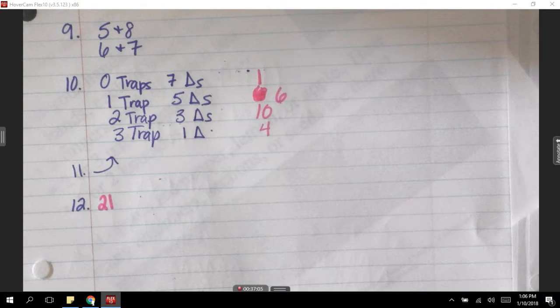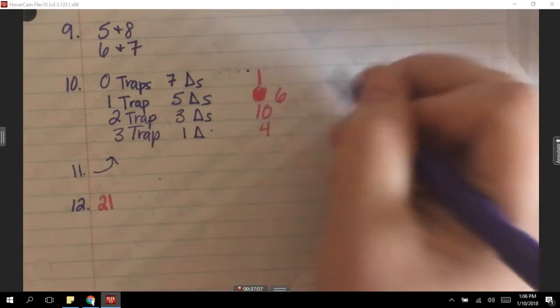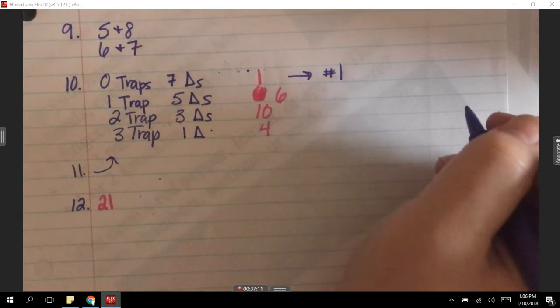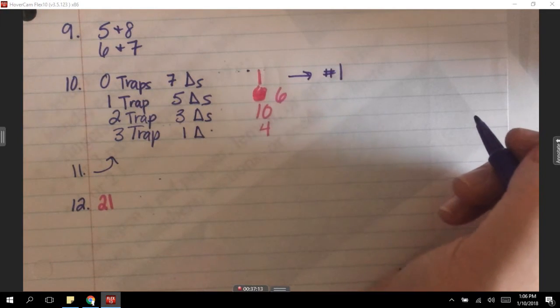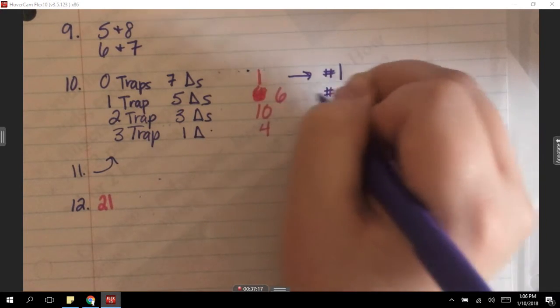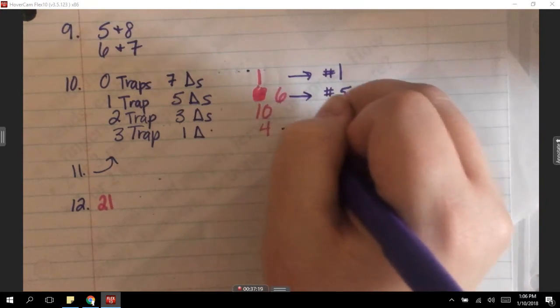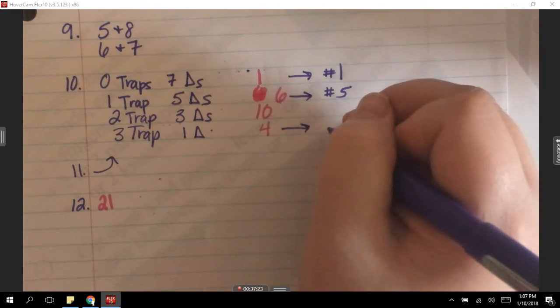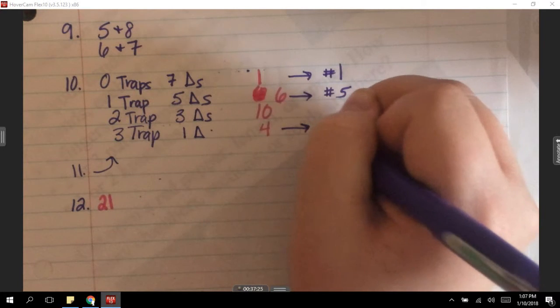Okay, so we figured out the 1 from problem number 1. We figured out the 6 from problem number 5, from number 8, or from number 5, either one. We figured out the 10, actually, you had to figure that one out with 11, which I did a terrible job of doing. And we figured out the 4 on number 6 or 8.